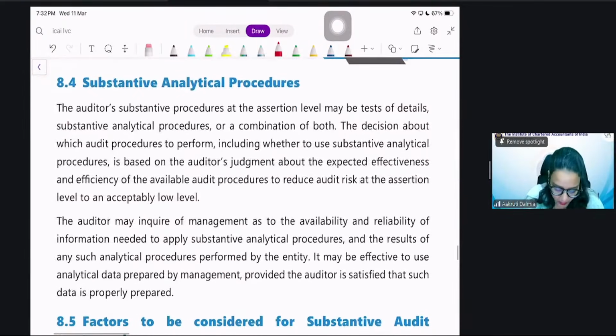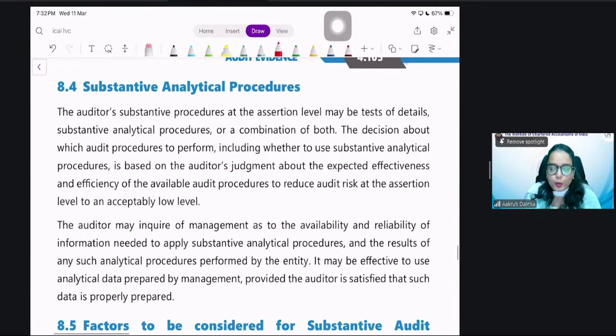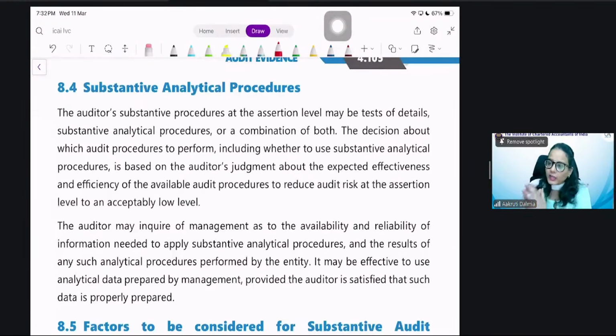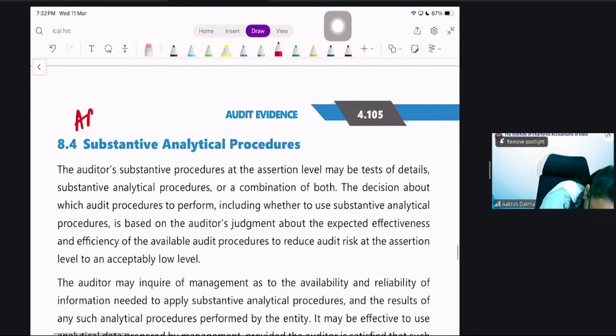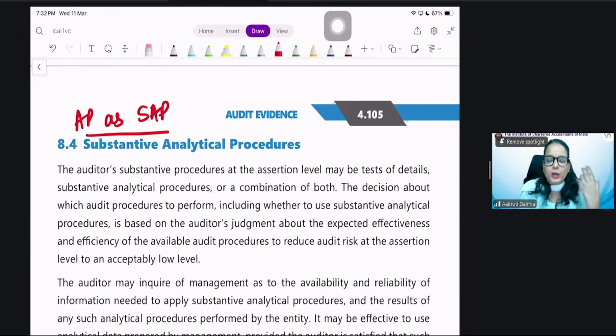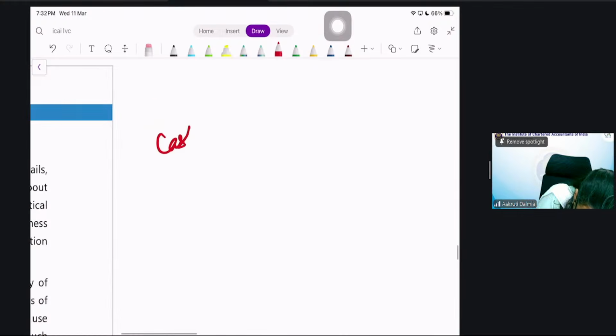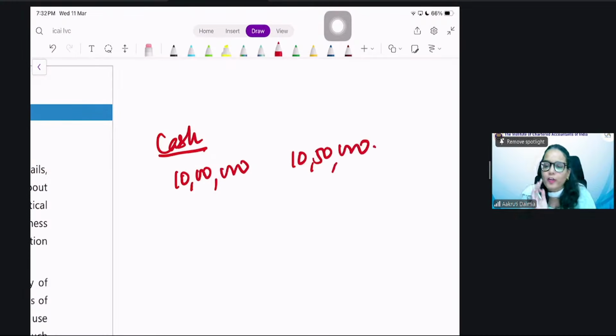Then substantive analytical procedure. If you want to use analytical procedure as a substantive analytical procedure, remember it like this: AP as SAP. What does it mean? If I want to use analytical procedure as a substantive analytical procedure, let me give you an example. Let's say there is cash. Last year it was 10 lakh. This year it is 10 lakh 50,000. Any major fluctuation in cash? Tell me.